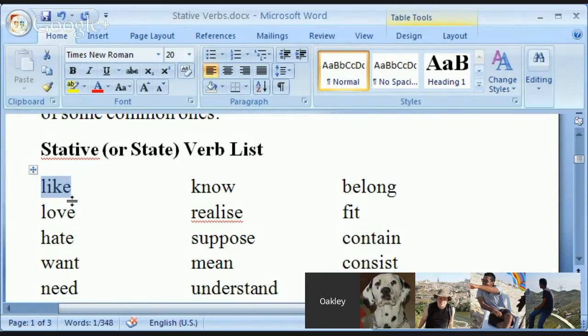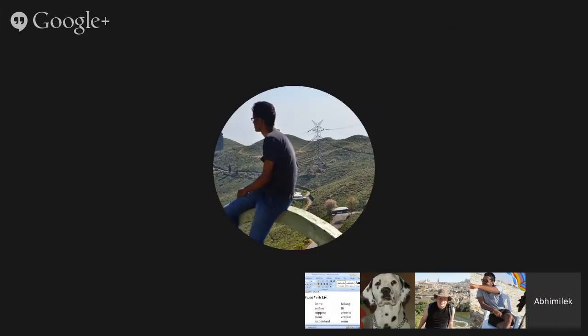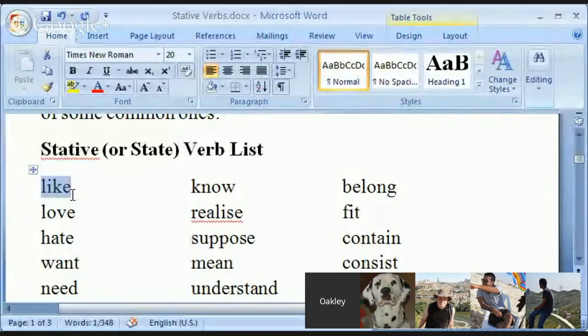Abimelech, I'm going to start with you. How about like? Like is a stative verb, and I think we cannot use it as a dynamic verb. Yeah. Try and see what it sounds like. Make a wrong sentence. I agree with you. Okay.